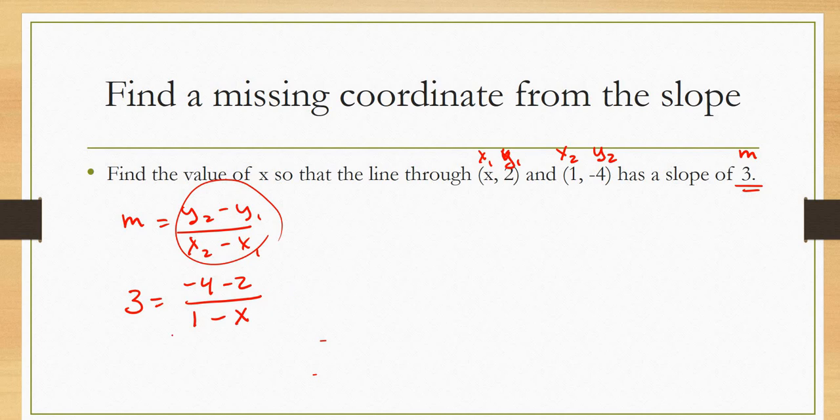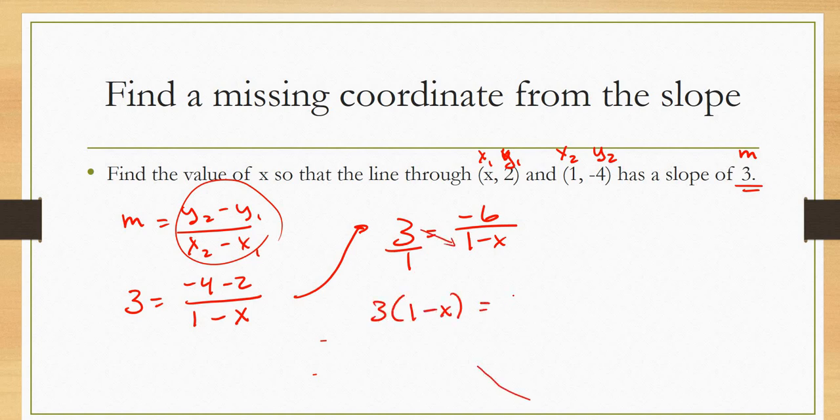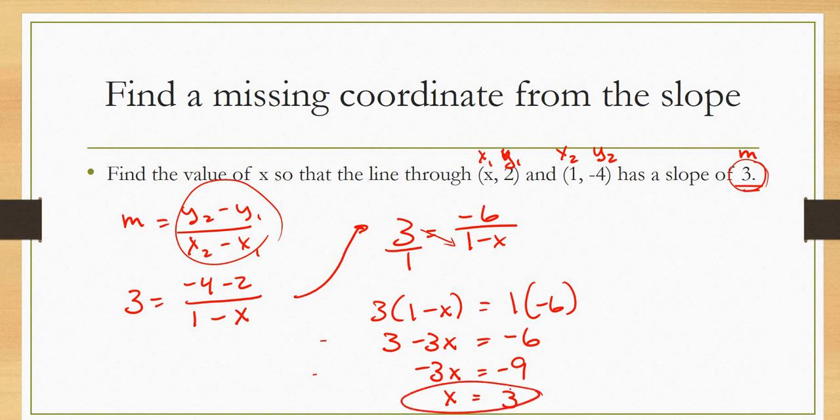So how am I going to solve this equation? Well, the first thing I'm going to do is to simplify the numerator, and I'm going to write that as 3 over 1. Now I can use my cross product. 3 times 1 minus x equals 1 times negative 6. 3 minus 3x equals negative 6. Subtract 3 from both sides, and x equals 3. So in order for these 2 points to create a slope of 3, we need x to be positive 3.